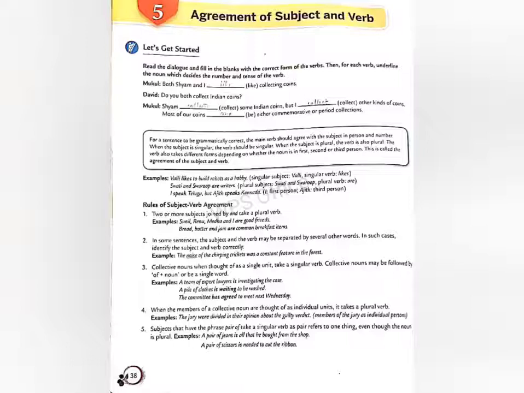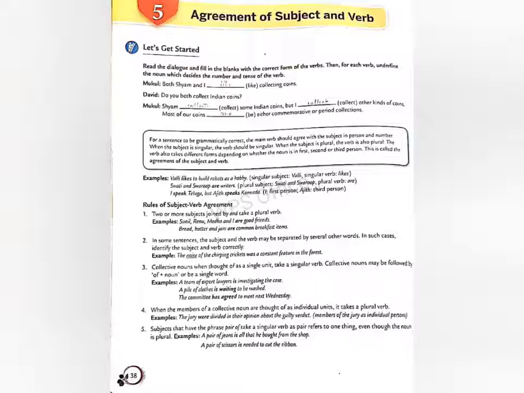So here are 12 rules in your chapter. We are going to learn these rules one by one. So the first rule is two or more subjects joined by and take a plural verb. Keep this in mind. If there are more than two subjects, there will be a plural verb.